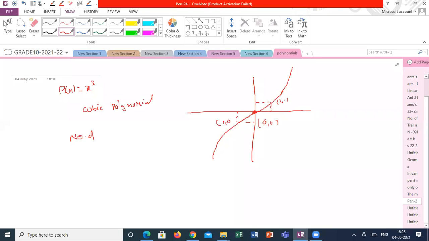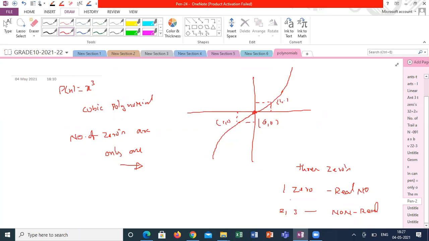The number of zeros is only 1 for our level. In CBSE we don't have this topic, students, but in future, if we go for JEE entrances and all, there we will discuss all 3 zeros. Out of 3 zeros, 1 zero is a real number and the remaining 2 zeros, the second and third zeros, are non-real numbers.